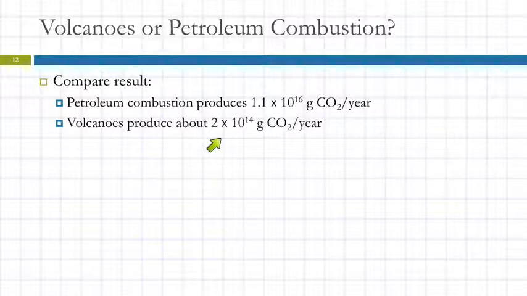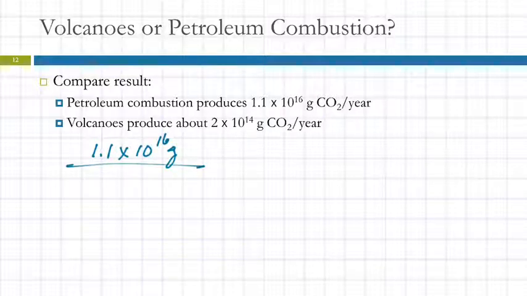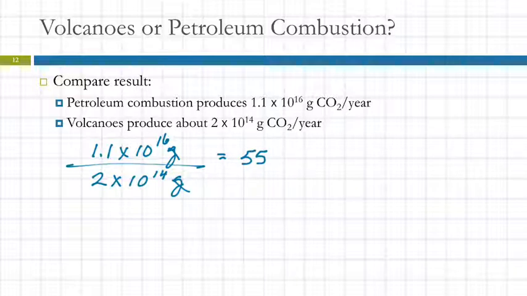So this one's smaller than that one. So let's take the larger one and divide by the smaller one. So 1.1 times 10 to the 16th grams divided by 2 times 10 to the 14th grams. The grams are going to cancel out, and I get 55. That tells me that petroleum combustion puts 55 times more CO2 into the atmosphere than the volcanoes do.